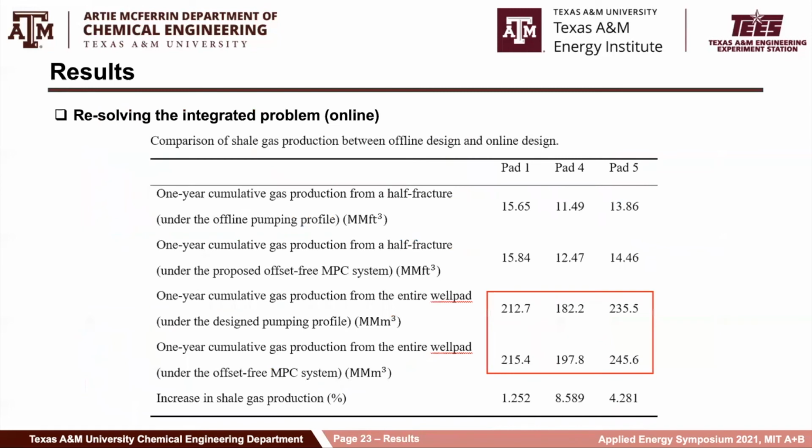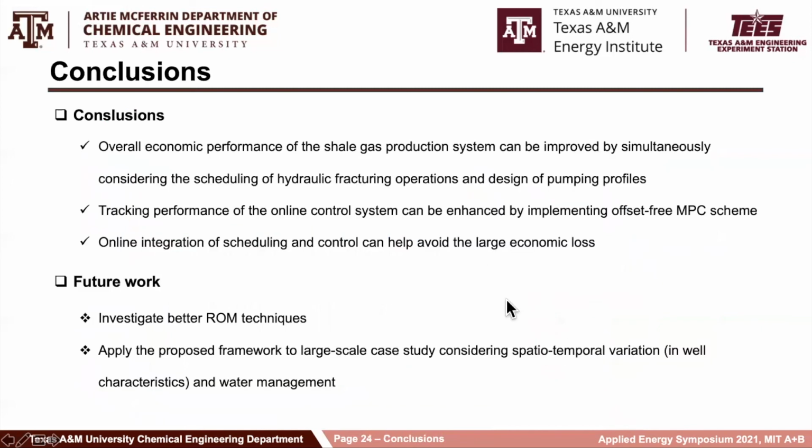At last, the results obtained from directly applying the offline pumping profile and from the proposed framework are compared. It can be observed that due to the reoptimization procedure, the large economic loss that would happen without the online implementation strategy can be avoided. So in conclusion, we can observe that the overall economic performance of the shale gas production system can be improved by using the integrated model. The tracking performance can be enhanced by using the offset-free MPC, and the large economic loss can be avoided by using the online integration strategy.